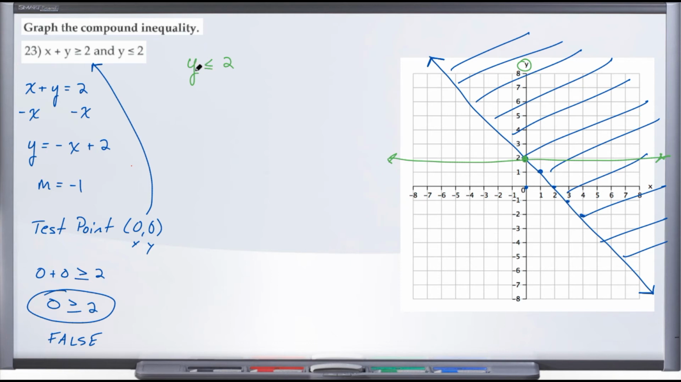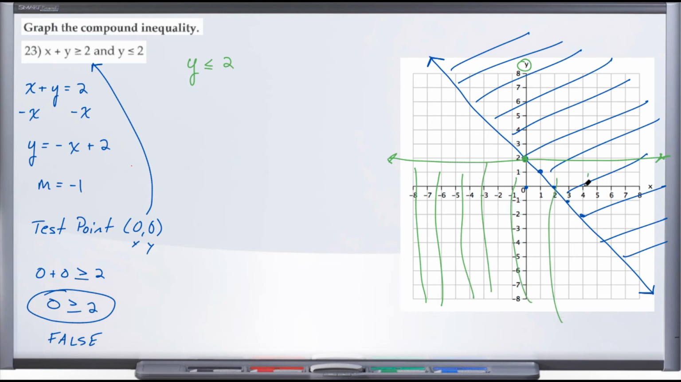And the inequality is saying that y is less than or equal to 2. Well, where are all of the y values that are less than or equal to 2? Are they above the green line or are they below the green line? Well, above we have 3, 4, 5, 6, 7. So those aren't less than 2, but below the green line we have 1, 0, -1, -2, and so on. So if we're looking for all of the y values less than 2, well, they fall below the line, and so that means we want to shade below the line.